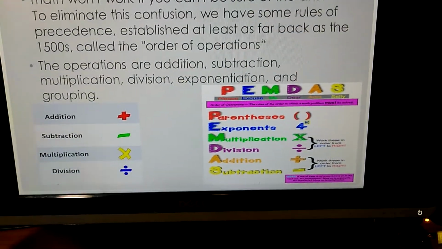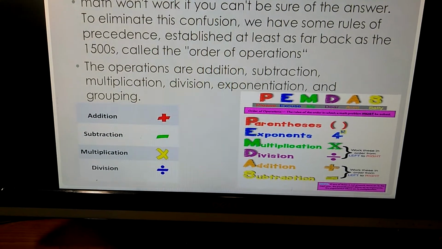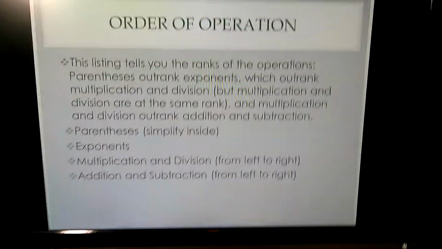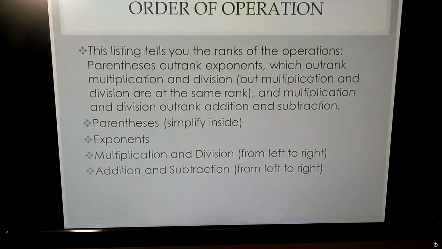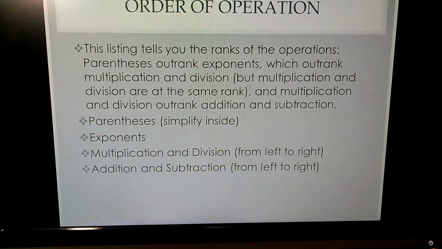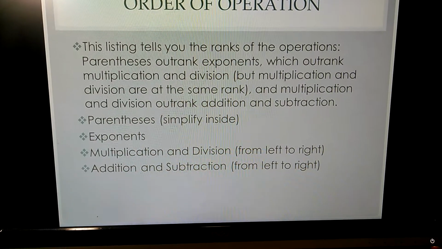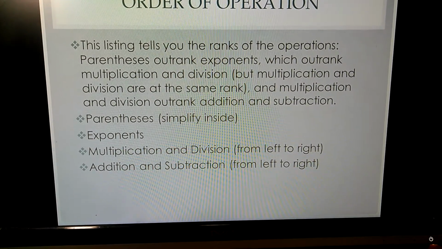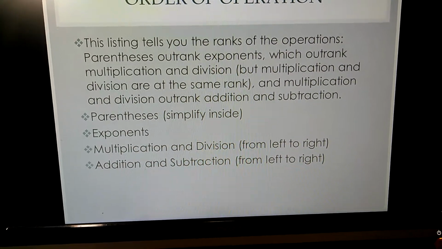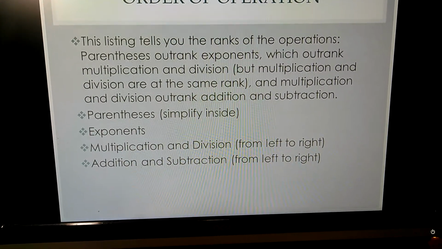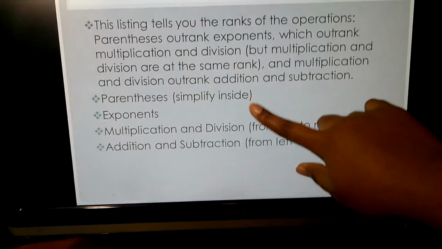I just found these pictures, and I thought you guys would like them, explaining a little bit better. This listing tells you the ranks of the operations. Parentheses outrank exponents, which outrank multiplication and division, but multiplication and division are at the same rank, and multiplication and division outrank addition and subtraction. Parentheses simplify inside, then exponents, multiplication and division from left to right, and addition and subtraction from left to right. So this is just showing you the ranks of how it works.